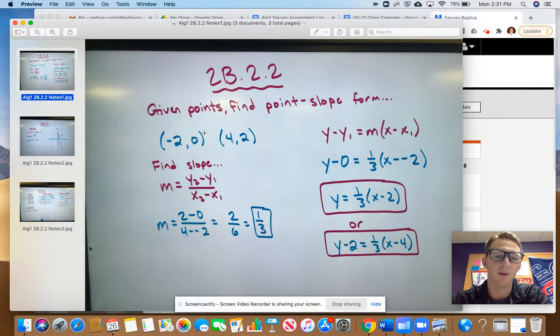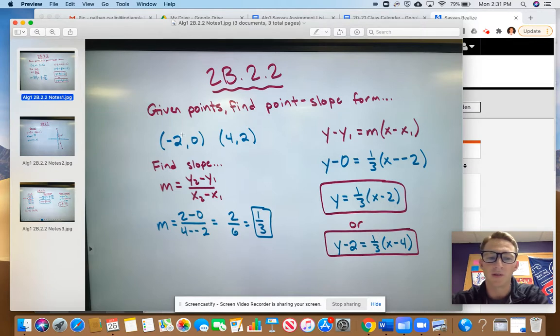So 2 minus 0 over 4 minus negative 2. Remember when we have back-to-back negatives, we change the sign. So we have 2 over 6. That simplifies to 1/3. 2 goes into both 2 and 6. 2 divided by 2 is 1. 6 divided by 2 is 3. There's our slope. Doesn't matter what point we choose.